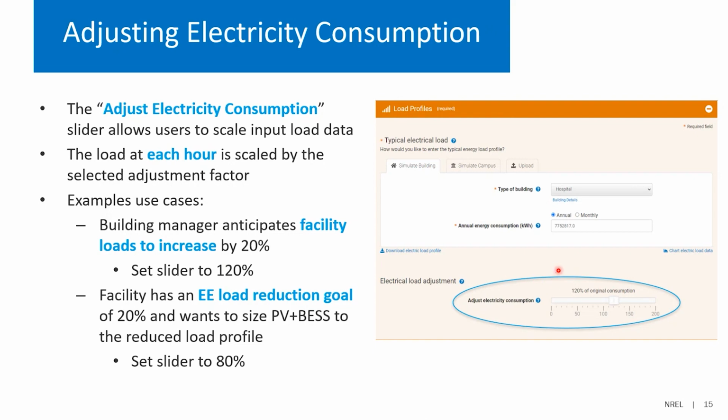So how might this be used, what cases may it be useful? For example, we have two examples here where the building manager expects that the facility load will increase going forward by 20%. So then we can set the slider to 120%. Or if the facility has energy efficiency load reduction goals already in mind and in place, and knows that the load will go down by 20% and wants to size technology to that new baseline, they can adjust the slider to 80%.